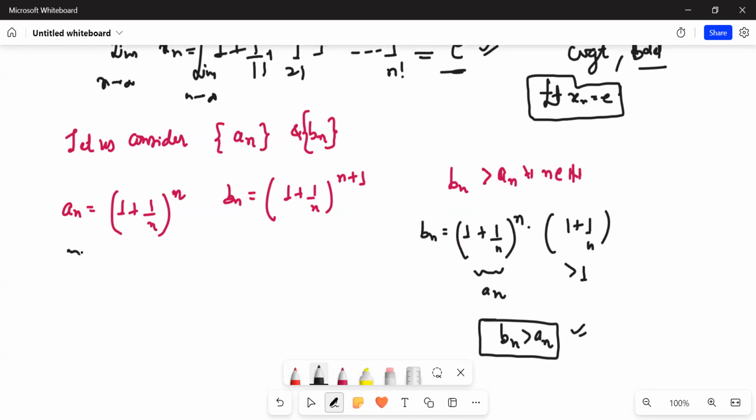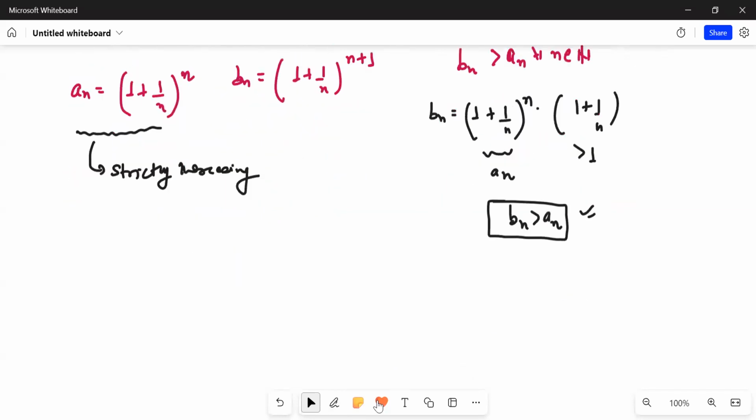Now, we've seen already that this particular sequence is a strictly increasing sequence, but that we saw using the binomial theorem. Now, let us take an alternative approach and try to prove the same, that this is an increasing sequence. This is a little bit easier approach, but it requires you to know this inequality.